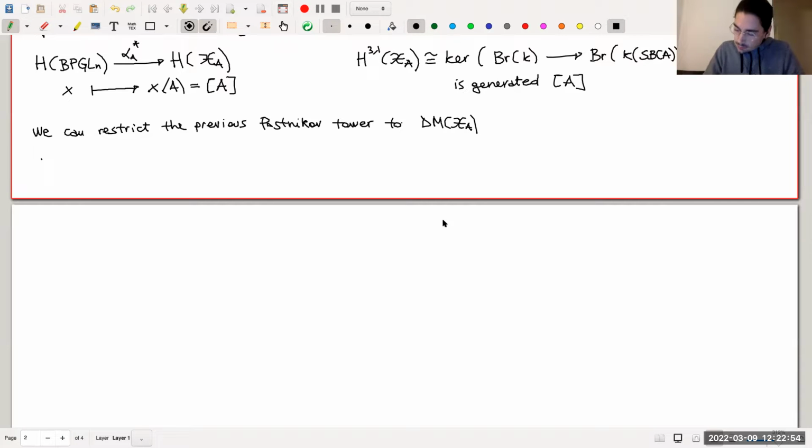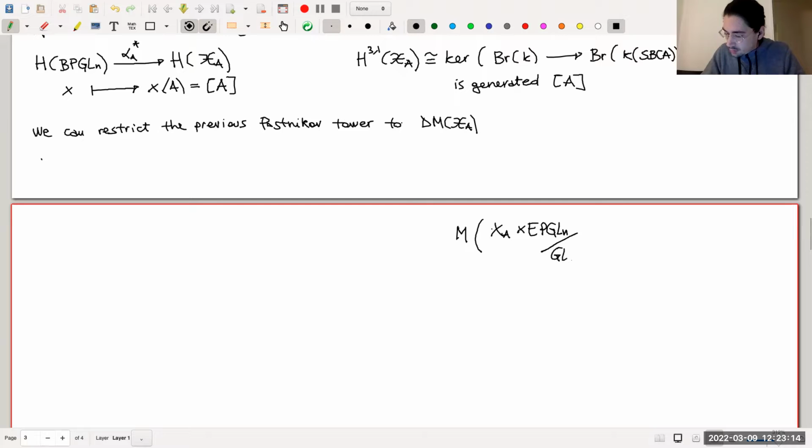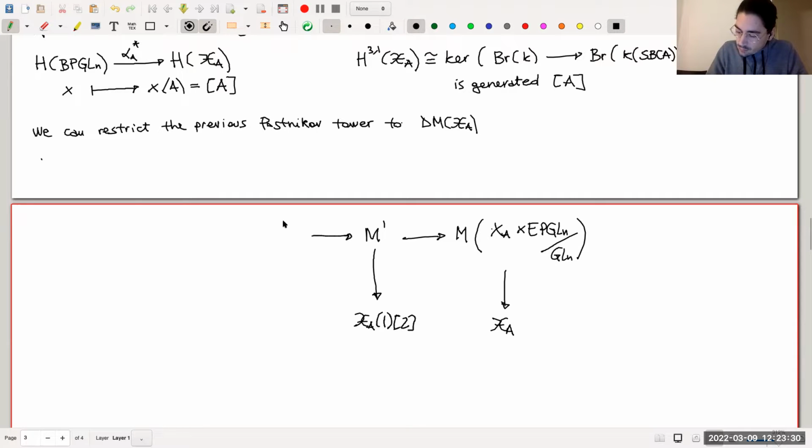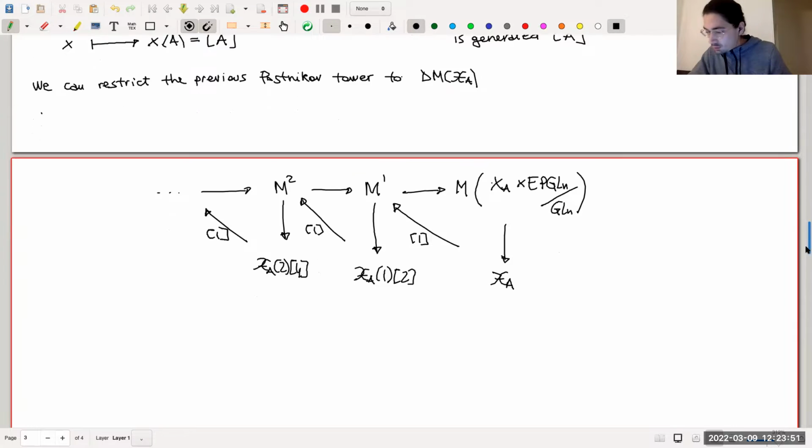Okay, and so what I get is, maybe I will write just here, the motive of something which we just write GLN, and then here I have some M1, which goes to K_A(1,2), then M2, which goes to K_A(2,4). And here, these are distinguished triangles.